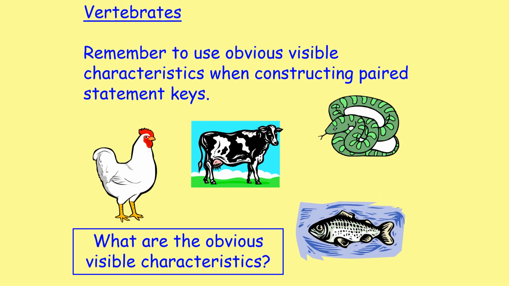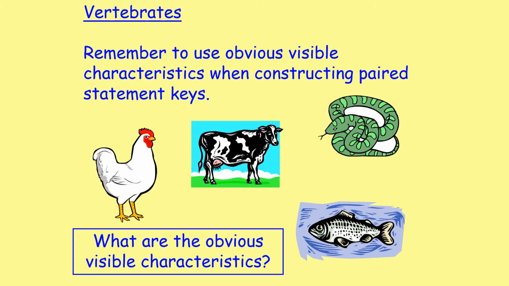The next thing we're going to look at is how we build a paired statement key, which is a little bit more complicated. Here I've got a selection of vertebrates. All a vertebrate is, is an animal with a backbone. When you are setting up a paired statement key, it's really important to use obvious visible characteristics.